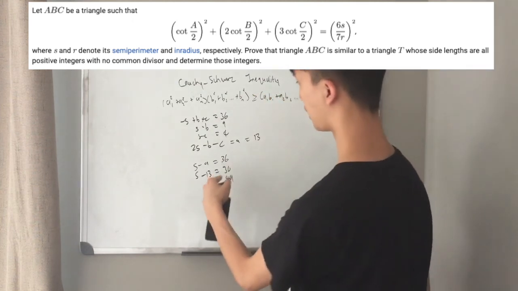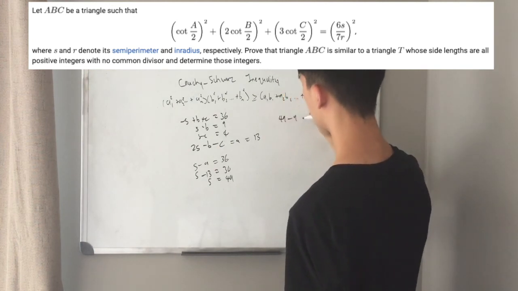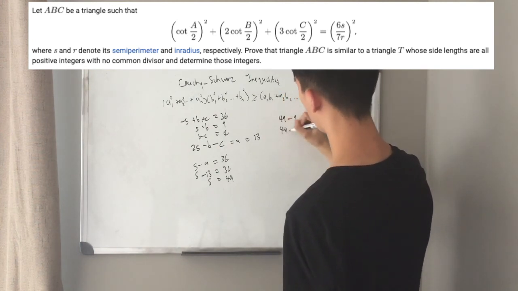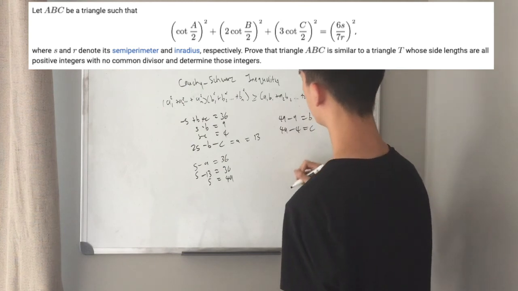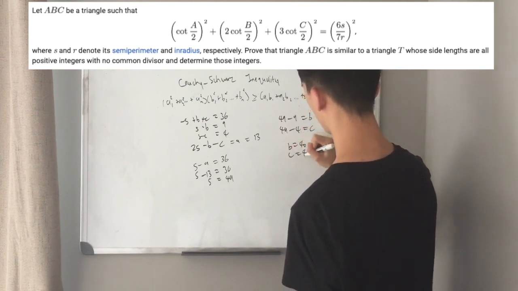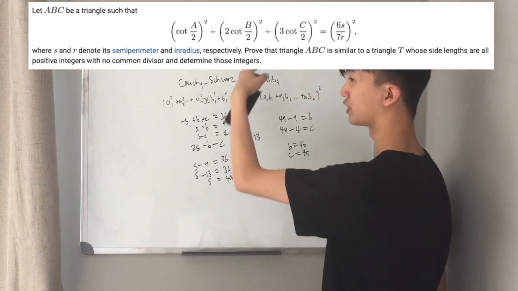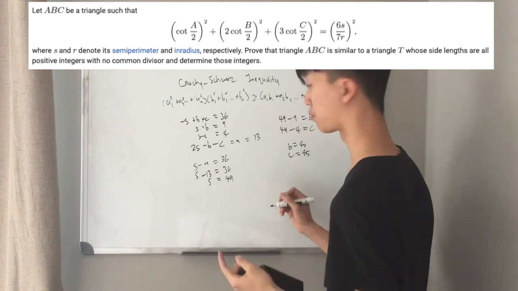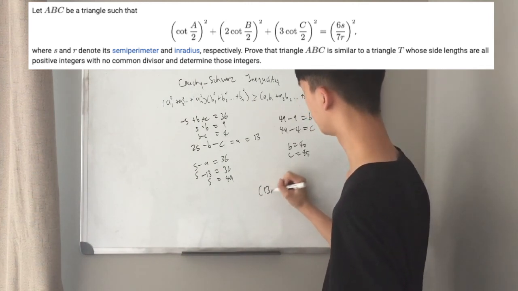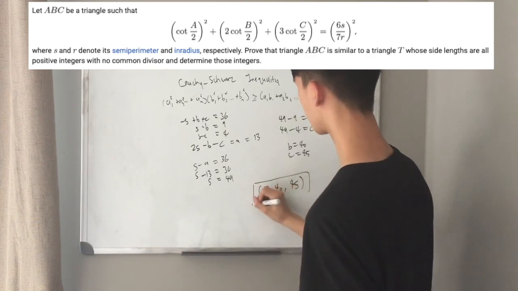So then we can substitute S into these two equations to get 49 minus 9 is equal to b, and 49 minus 4 is equal to c. So b is equal to 40, and c is equal to 45. So now the triangle that has properties similar to the triangle in the problem will have side lengths proportionate to 13, 40, and 45. And so that is our answer.